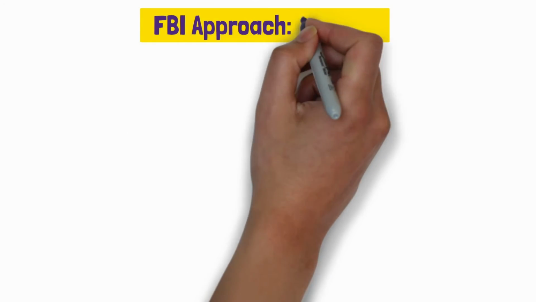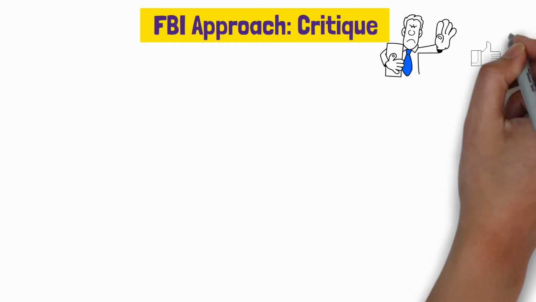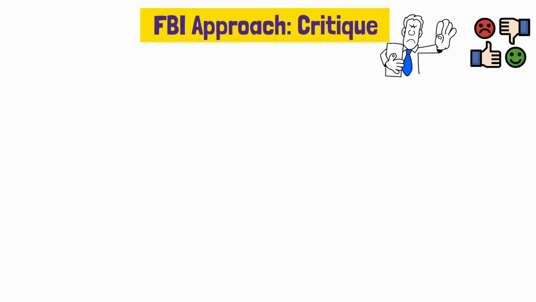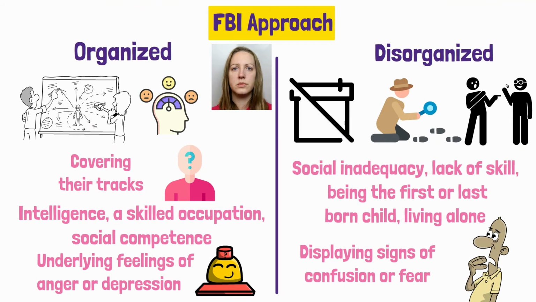Now let's examine some critique of the FBI approach. While it's widely recognised, it's not without its criticisms. Researchers like Kocsis et al. in 2004 have questioned the reliability of the organised-disorganised typologies. They found that these distinctions don't hold up consistently in real cases.